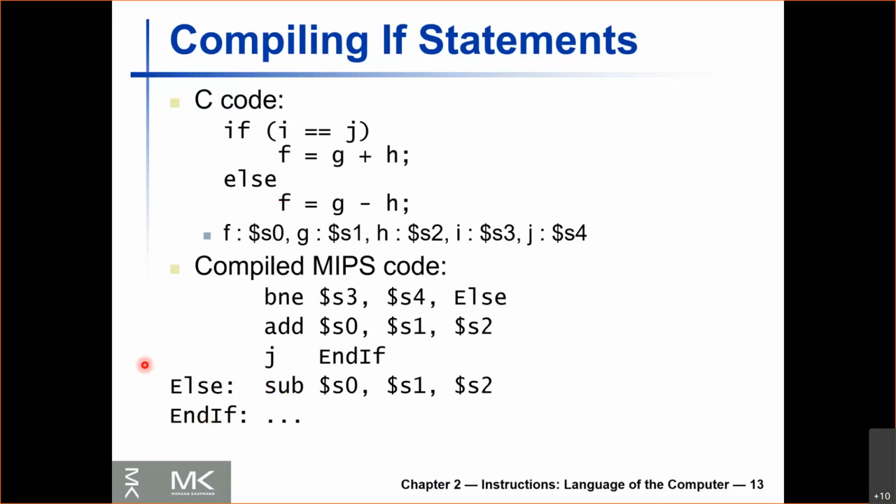In this case, we don't use jump. Right. If you have an if statement without an else, then this branch not equal is just going to go to end if, and otherwise you're going to do add, and then you're going to have end if after that. So in this case, you would not have a jump to end if, and you would not have the else branch. Okay, thanks.